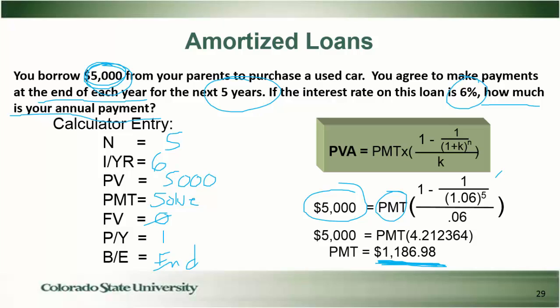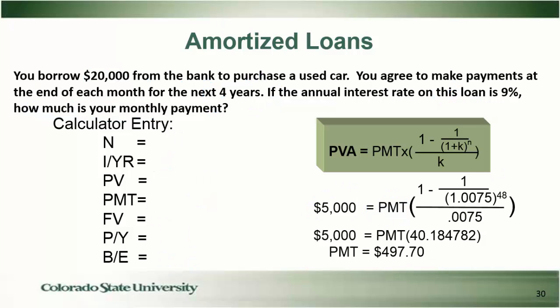One thing that's bizarre, though, here, we have a loan that is yearly payments. Now, because this is a deal with our parents, we can set up whatever arrangement we want, but this would be a very strange kind of a loan for a car. A more typical situation is the following. Let's pretend we borrow $20,000 from the bank to buy a used car, a little nicer used car than before. We agree to make payments at the end of each month for the next 4 years. If the interest rate's 9%, how much is my monthly payment?